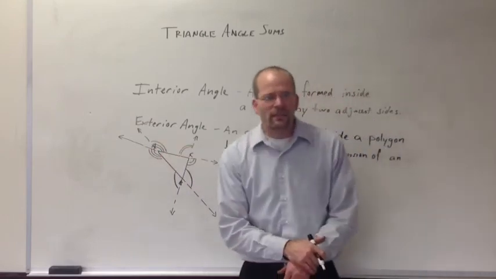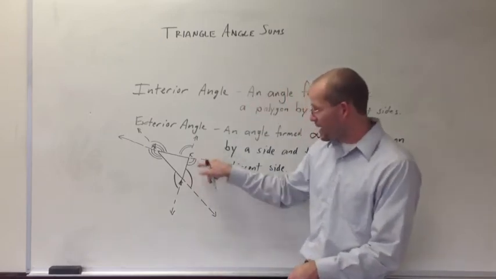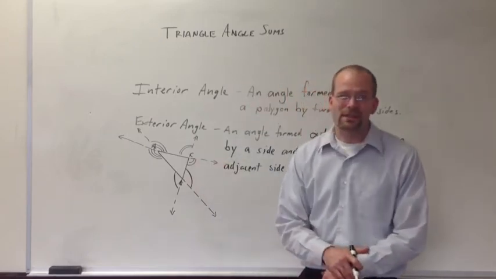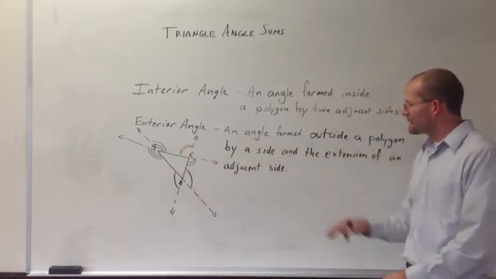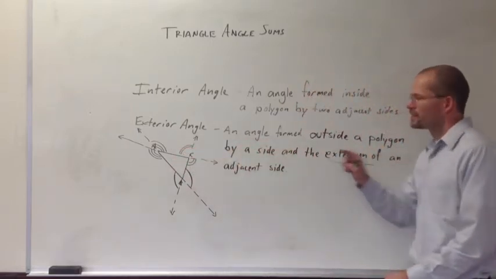Notice that they could all have different measures. There's no reason to suspect that they're the same. In fact, they certainly don't look the same. But those are exterior angles: angles formed outside a polygon by a side and the extension of an adjacent side.